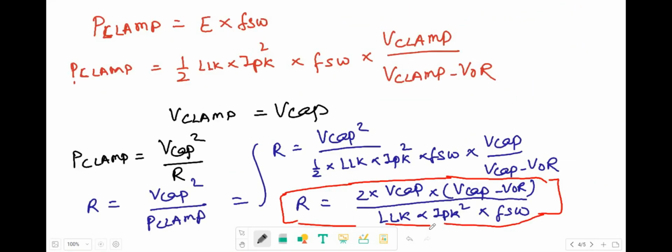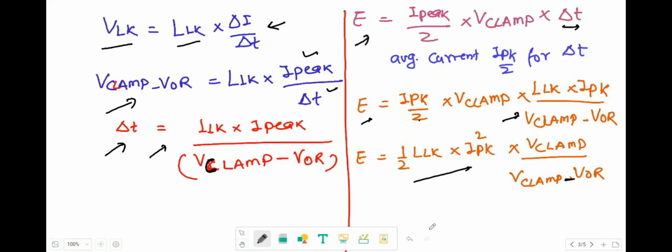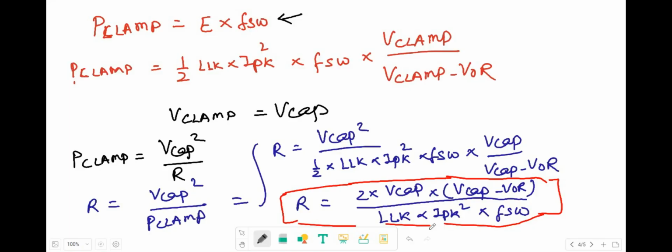So what is your clamp power, P clamp? Power is nothing but energy divided by time. So what I have written here, energy multiplied by frequency is going to be your clamping power. The energy we calculated in the last expression, right? So we get half LLK into I peak square into FSW into V clamp divided by V clamp minus V reflected. Now what is your V clamp? V clamp is going to be your capacitor voltage. How much voltage you want to clamp, that is going to be the same as the voltage across the capacitor.